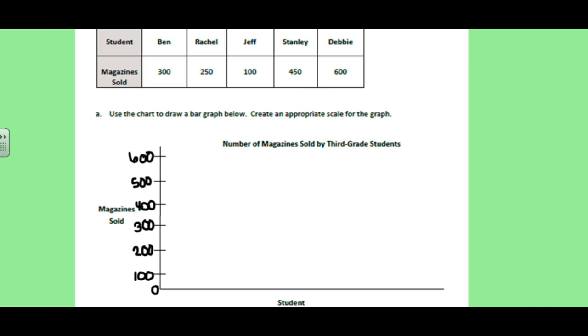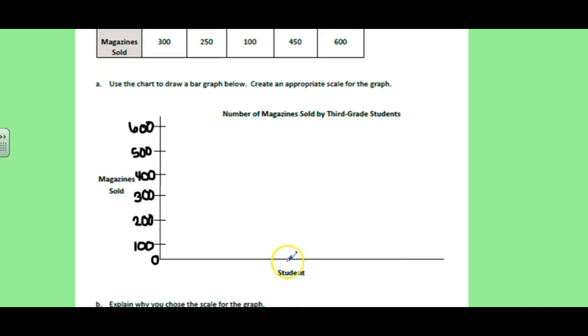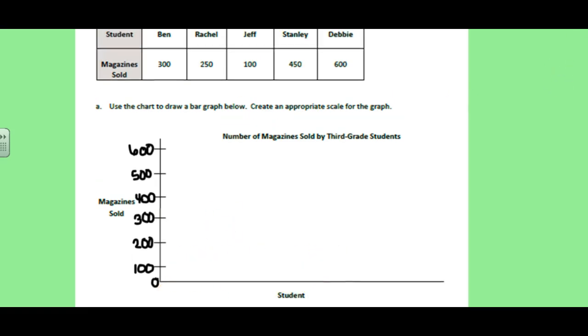Now that we've labeled and put the scale, down here at the bottom we know that we're going to have the students. Our first student was Ben, so you're going to write Ben on the paper, leave some space, and move on to the next student, which was Rachel. Then you're going to continue doing that and leave some spaces in between each student so you can have the bars. You're going to list all of the students down here on the bottom part of your bar graph. So get the students written down and then push play whenever you're ready to start drawing your bars.